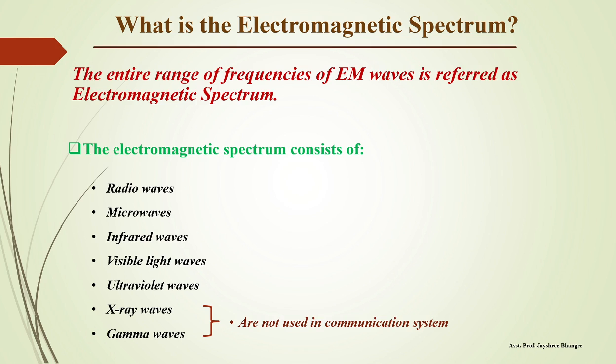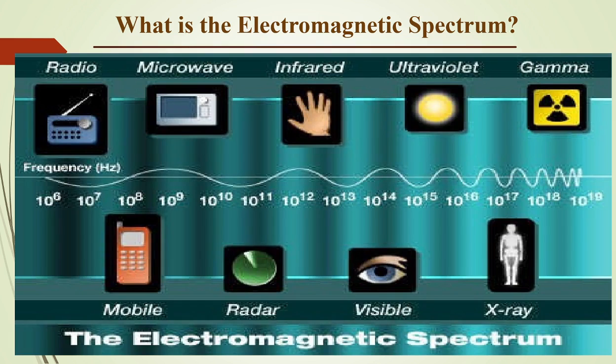So here is the electromagnetic spectrum and what it consists of. As we move from left to right, the frequency, given in hertz, increases. So as we move from radio waves, microwaves, infrared, ultraviolet, toward X-rays and gamma rays, from left to right, the frequency of the waves will be increasing.